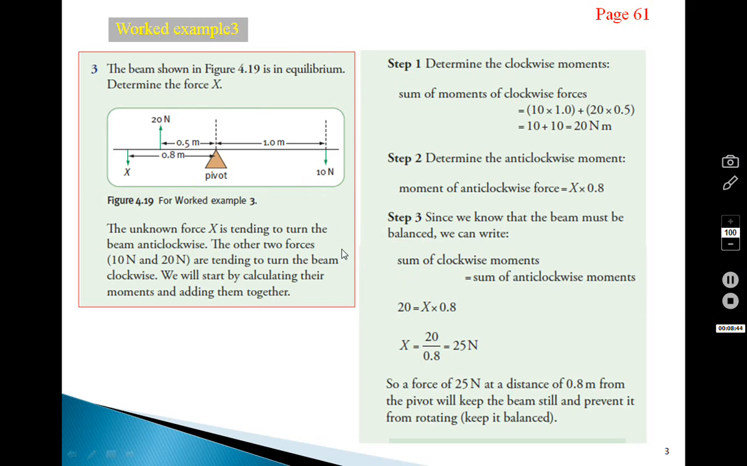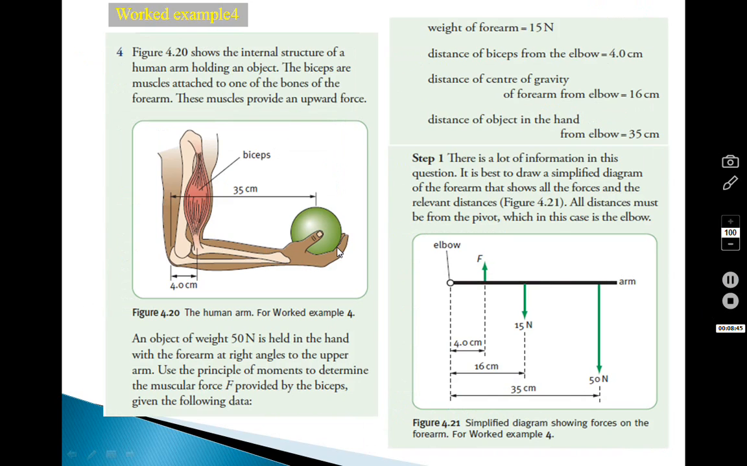Okay, we'll move to another example. Now let's work with example number 4, on the same page. As you can see here, figure 20 shows an internal structure of a human arm holding an object. This is a human arm holding what? An object.